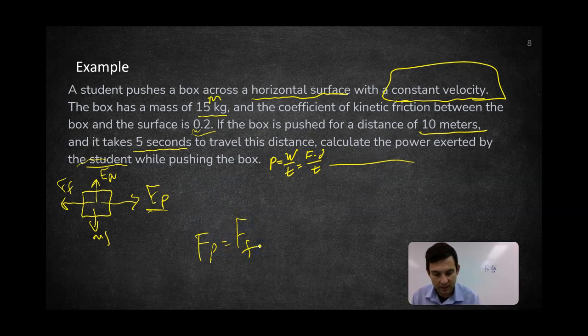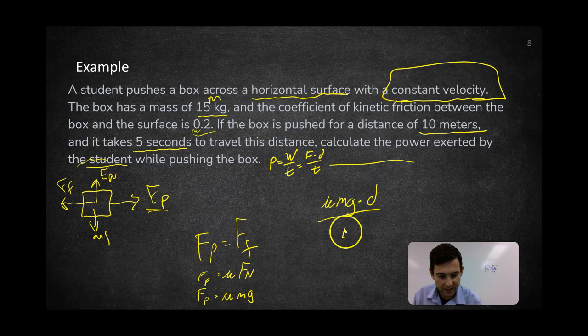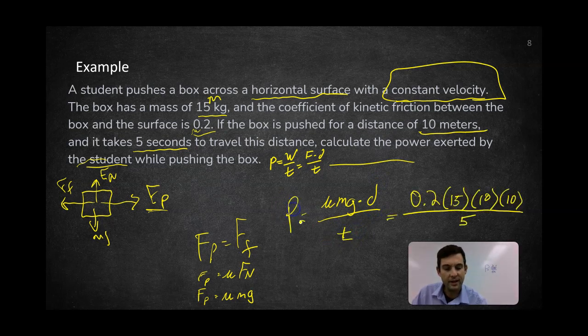Well, our constant velocity tells us that the push force has to equal the frictional force: stuff that makes it go minus stuff holding it back equals 0, so our frictional force equals our push force, and our frictional force equals mu times Fn. Because we're on a horizontal surface, that just means Fn is going to be equal to mg, so it equals mu mg. So mu is going to be 0.2, mass is going to be 15, g is going to be 10, times our displacement divided by the time that it takes, which is 5 seconds. Hopefully when you calculate all of that, you get your power equals 60 watts.